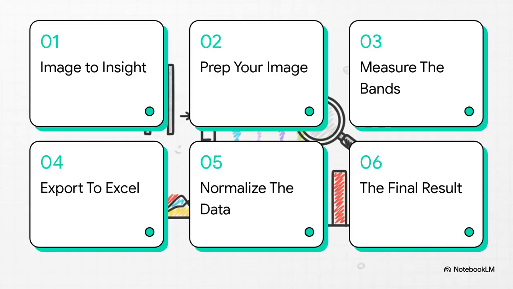So here's our game plan. We'll start with the why we even need to quantify in the first place. Then we'll walk through the practical steps, prepping your image, measuring the bands, getting that data over to Excel, and then, the most important part, normalization. And finally, we'll see how it all comes together in a clear, simple result.